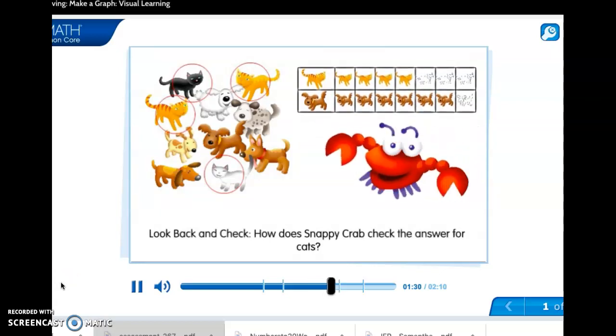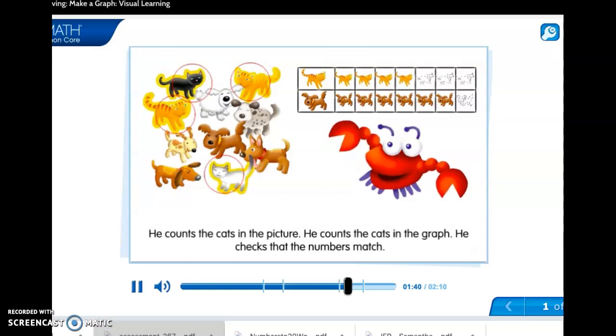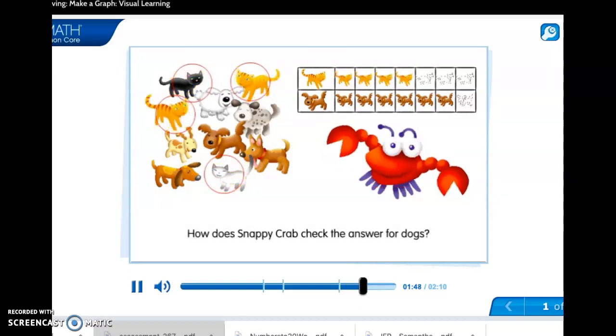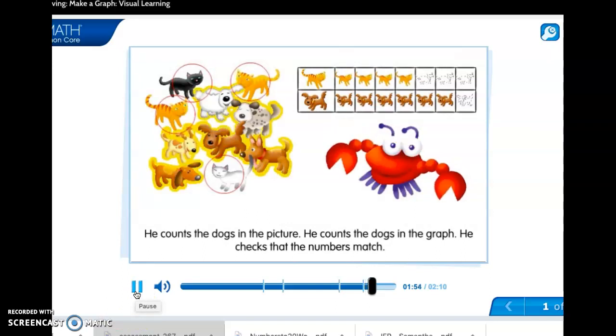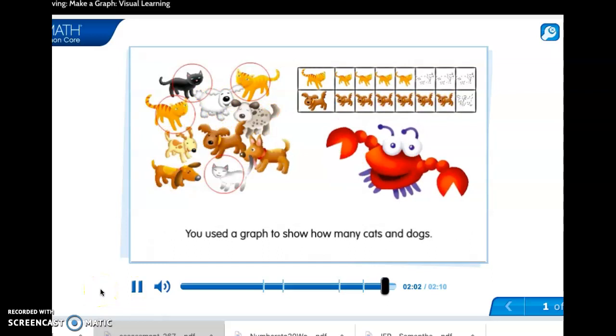Look back and check. How does Snappy Crab check the answer for cats? He counts the cats in the picture. He counts the cats in the graph. He checks that the numbers match. How does Snappy Crab check the answer for dogs? He counts the dogs in the picture. He counts the dogs in the graph. He checks that the numbers match. You used a graph to show how many cats and dogs.